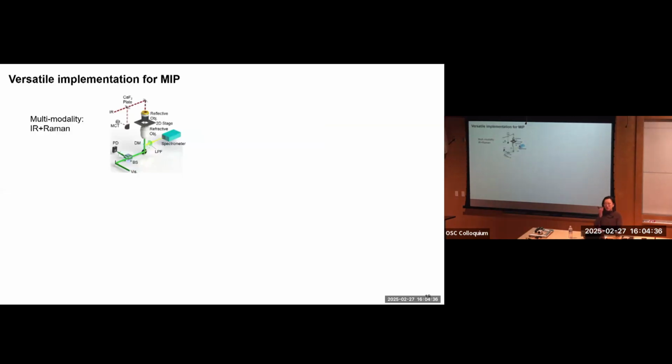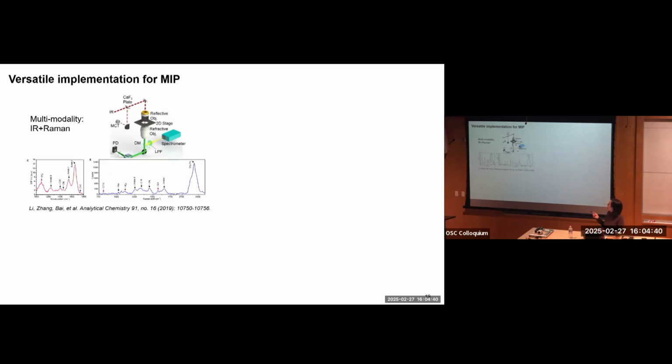So the MIP can be implemented in many other modalities. We can couple a Raman spectrometer into our MIP setup, and by doing that, we can get an IR spectrum and a Raman spectrum from the same spot at the same time. The reason I want to do this is that these two vibrational spectroscopy techniques are complementary to each other, so it would be nice to get both pieces of information.